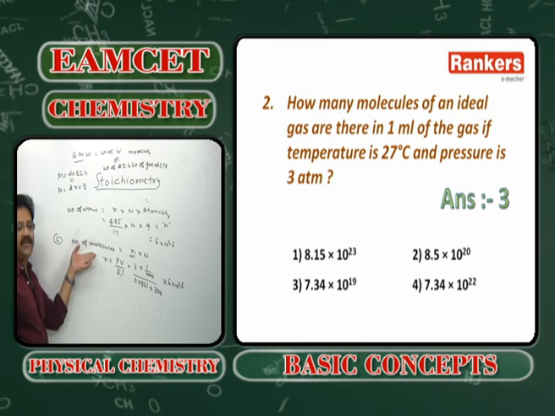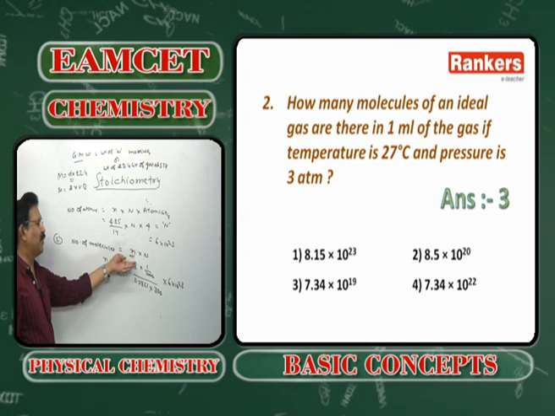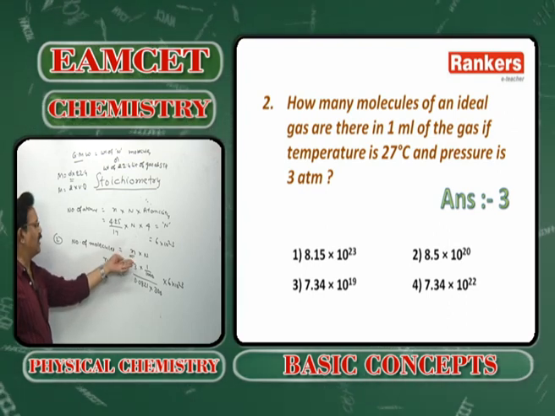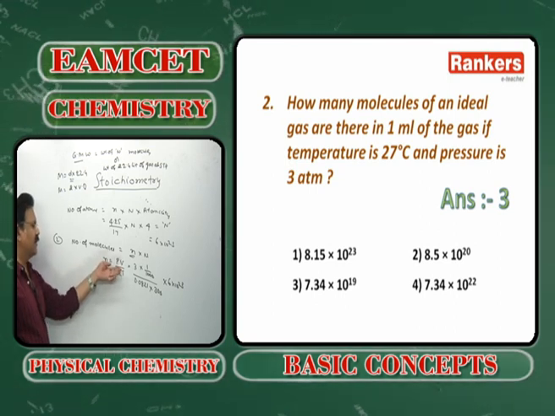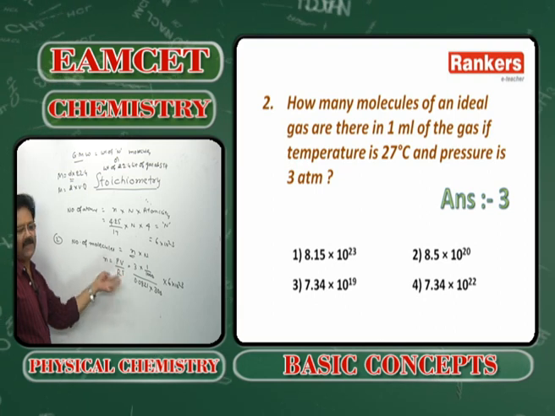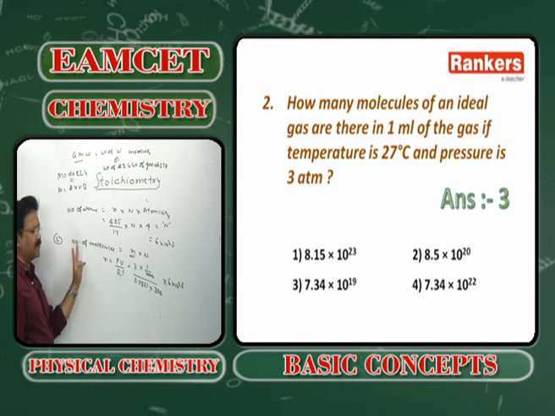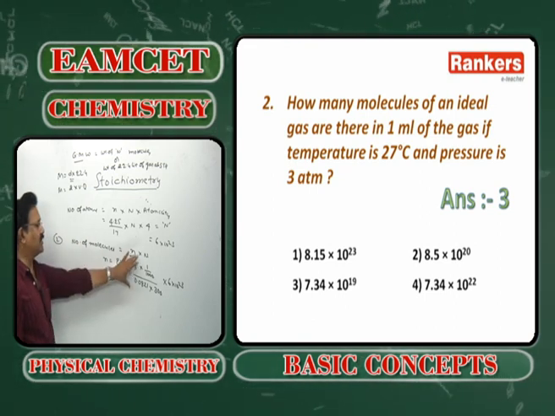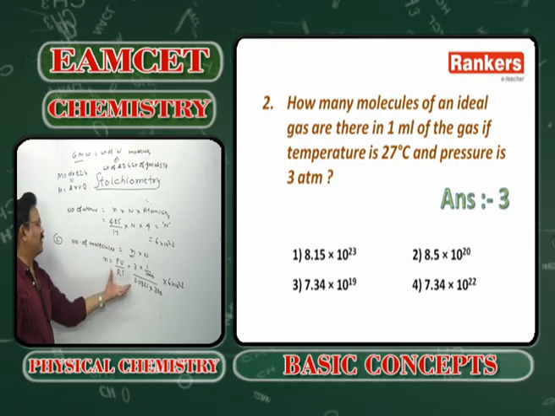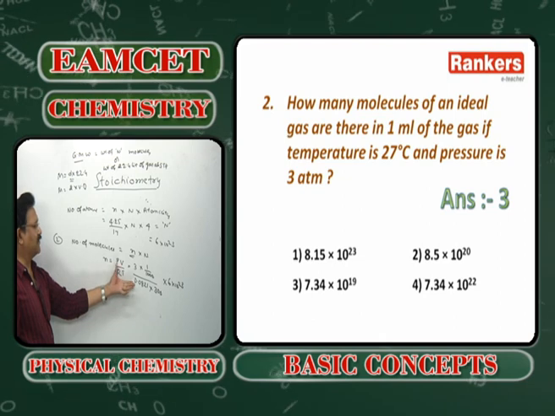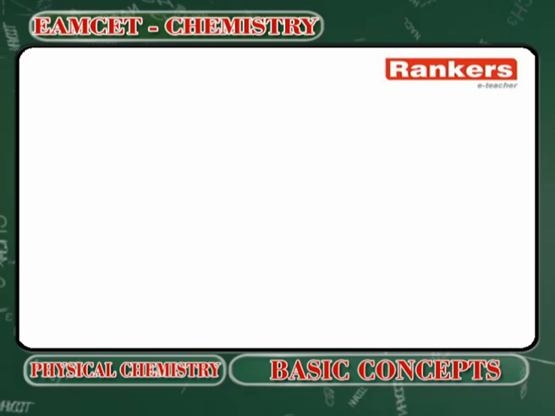What is the way to calculate the number of molecules? Simple, small n into capital N. And which formula is to be used to calculate the n value? It must be PV by RT, because the data contains pressure, volume and temperature. Before solving any numerical, what are the 2 questions that must strike the mind? What is the information given in the problem? What is to be done? This is the question and this is the information given. Using this information, this is the way to solve the question. Next question.